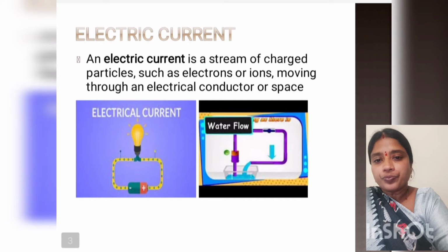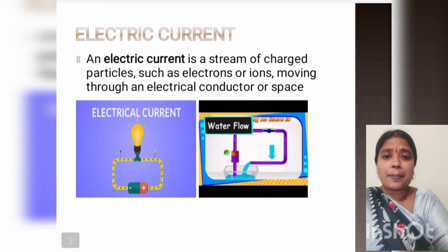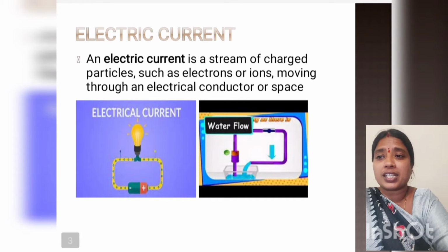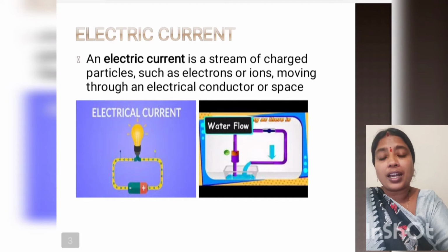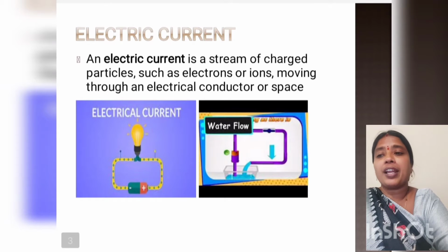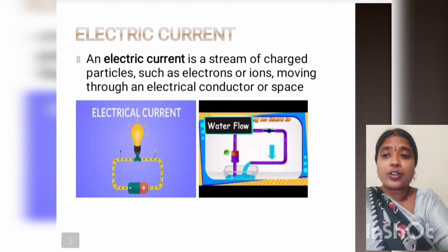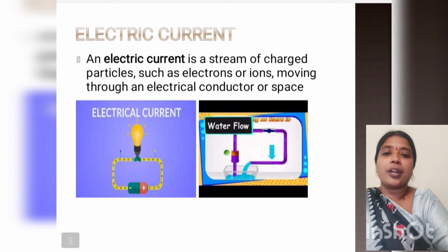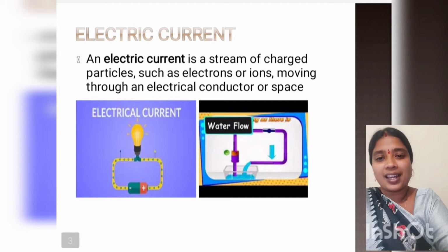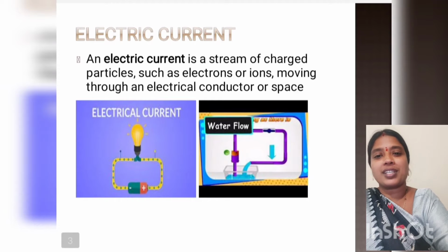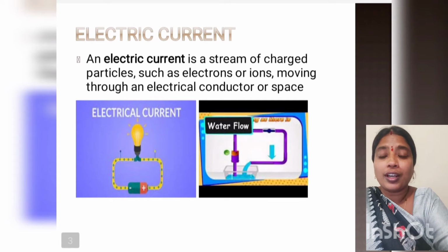It is as simple as this if you look at these two images. In the first image you can see the bulb glows when the electrons move from one terminal to another. There are two terminals, positive and negative. The electrons move from the negative terminal to the positive terminal, and then they produce electric current which flows in the opposite direction, that is from positive to negative.